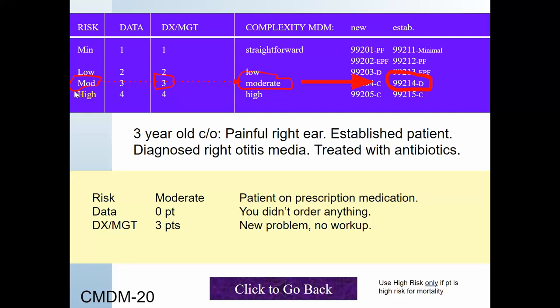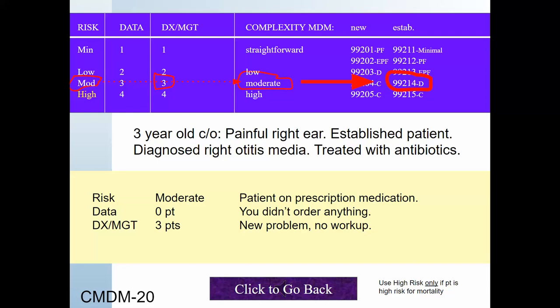And again, you have to have the 2 highest levels in common for this to be able to derive the medical decision-making. If this was lower, you would have to go down a level to meet the other low level. That would be low there. But as it stands, this is a 99214 with detailed documentation required.